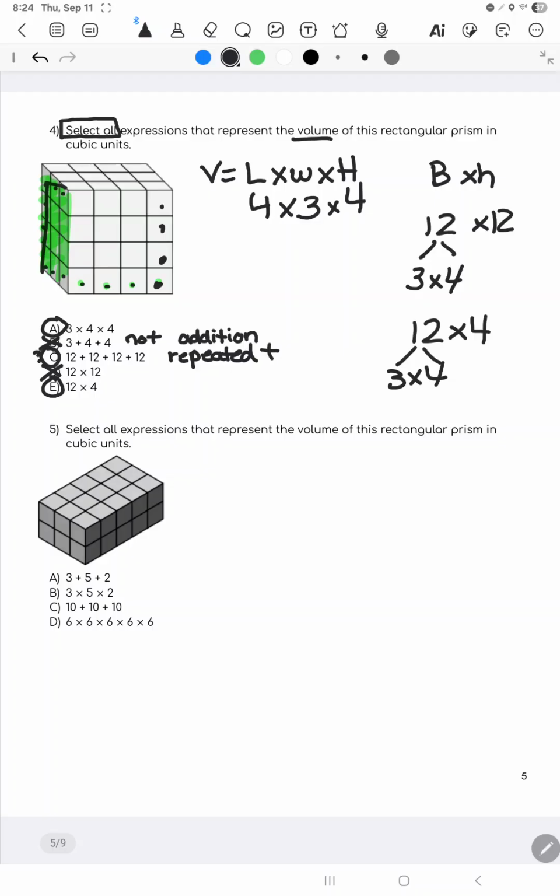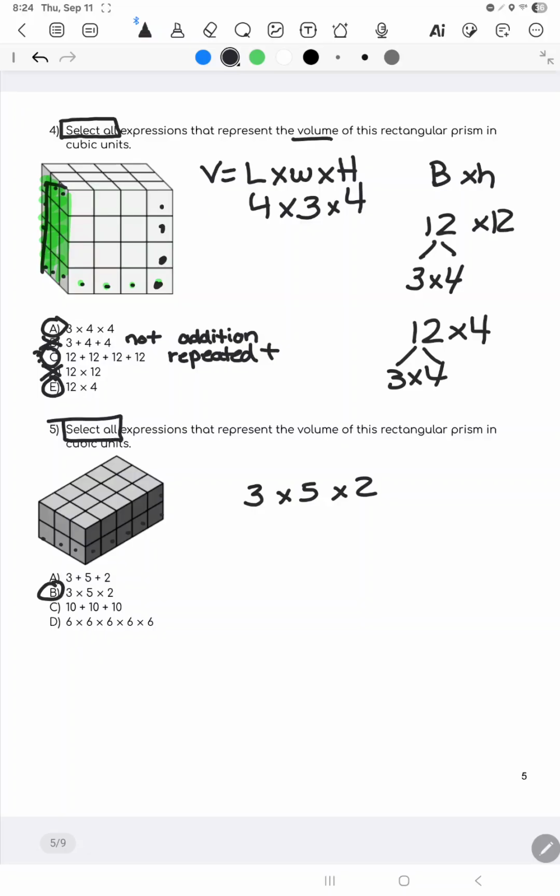Going to move on to question 5. Select all. Ooh, here we go again. Ooh, that was a messy one. Select all expressions that represent the volume of this rectangular prism in cubic units. All right, let's check out the dimensions here. We've got 1, 2, 3. It's kind of on a diagonal. It could be the width, it could be the length. It doesn't matter because I'm going to have 3 different side lengths. So I've got 3 by 5 by 2. All right, that's letter B.